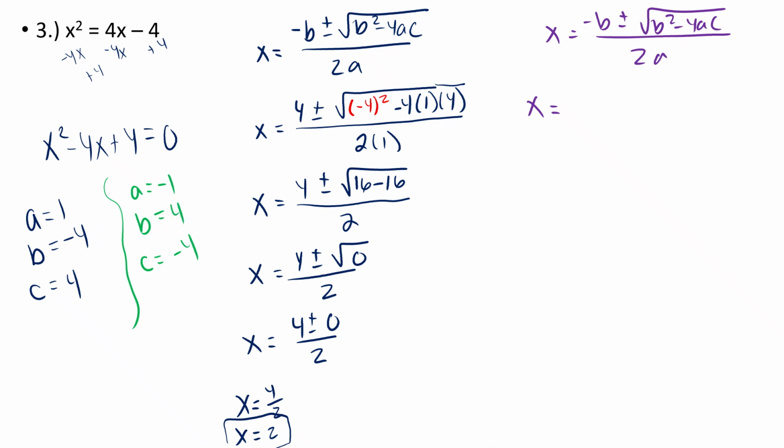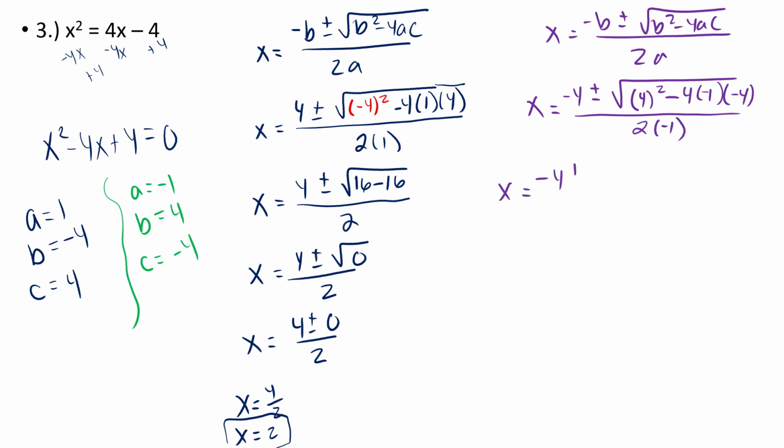So the opposite of 4 would be -4, plus or minus the square root of, this would be 4 squared minus 4 times 1 times -4. Oh, -1. There we go. It's like, that's not going to be right. All over 2 times -1. And be really careful here, because it's going to be so much fun. We got -4 plus or minus.